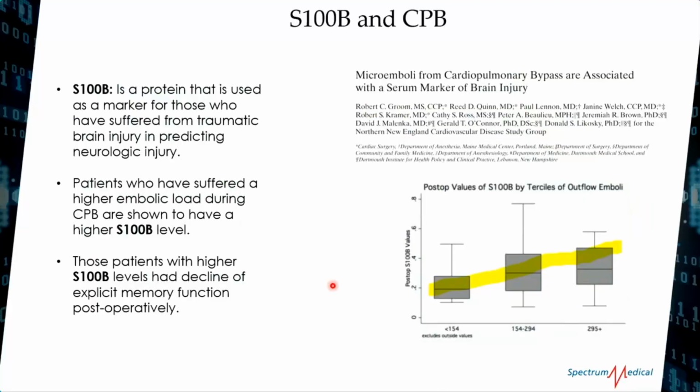And Groom and his group looked at S100B, which is a serum marker of neurologic injury, and also found a direct correlation with gaseous microemboli. The higher the load of gaseous microemboli, the higher the S100B, and the higher the incidence of postoperative neurologic outcome.